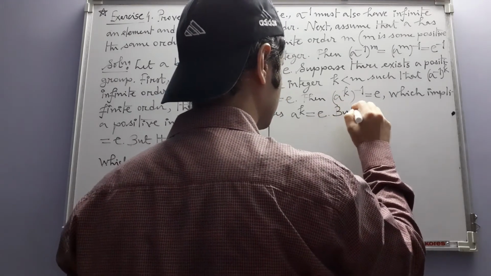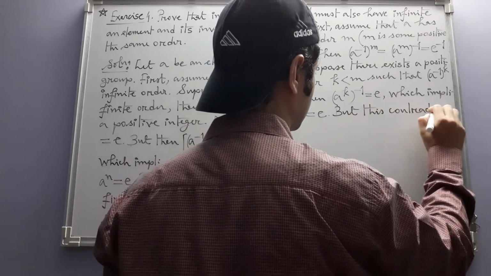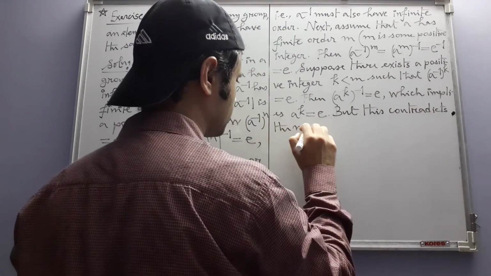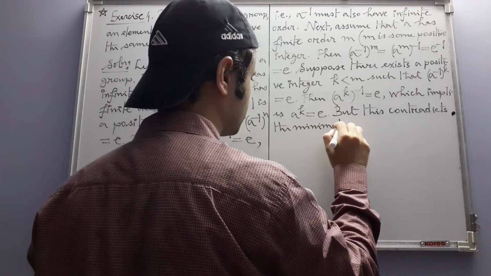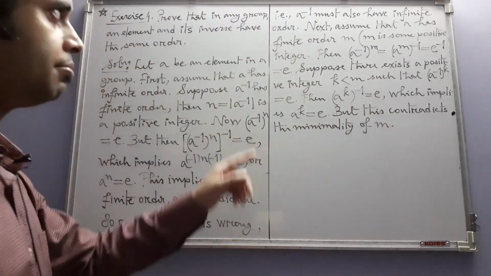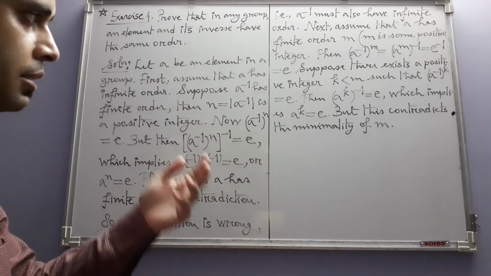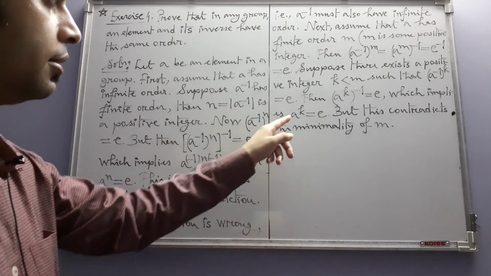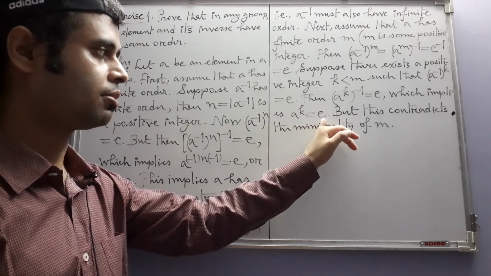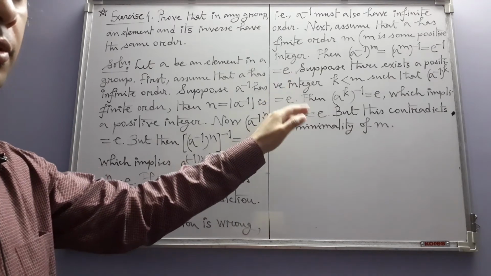But this contradicts the minimality of m. Since m is the order of a, m is the smallest positive integer for which a to the power m equals identity. But here we have got an even smaller positive integer such that the corresponding power equals identity. So if this is true, then m cannot actually be the order. So this is a contradiction.